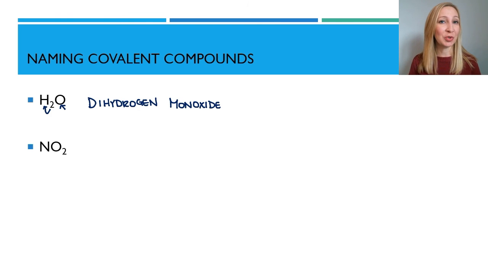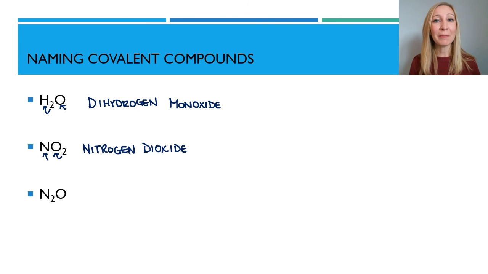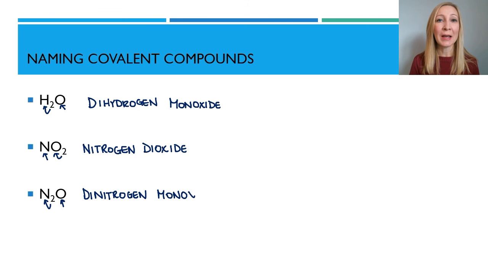Now we have NO2. We have 1 nitrogen and 2 oxygens. So because we don't use mono to indicate one of the first element, we're just going to call this nitrogen, and because there are 2 oxygens, we will call this dioxide. So nitrogen dioxide. Now this one's a little different. We have them combining in different ratios. Here we have 2 nitrogens, so we have dinitrogen, and we only have 1 oxygen, so this will be monoxide. So 2 nitrogens and 1 oxygen gives us dinitrogen monoxide.